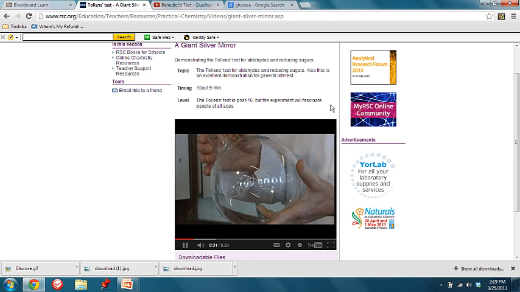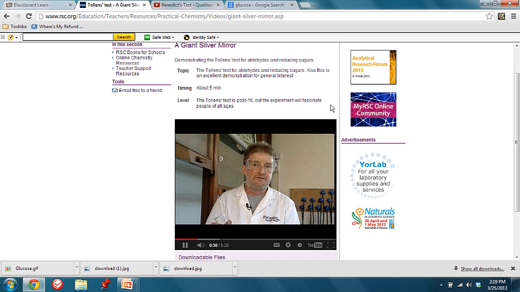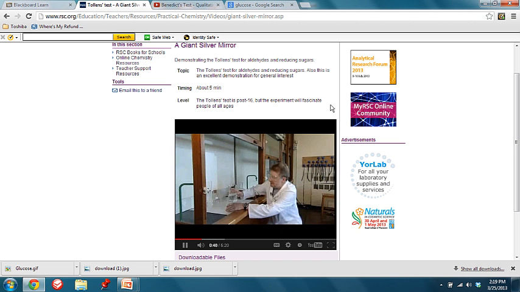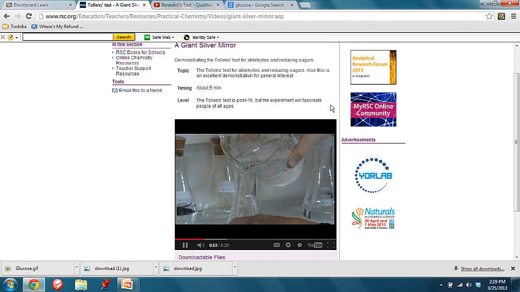The best procedure is to clean it with detergent and a brush, rinse it out with water, followed by concentrated nitric acid, and then several rinses with distilled or deionized water. We start with 150 cubic centimeters of 0.1 moles per cubic decimeter silver nitrate solution.